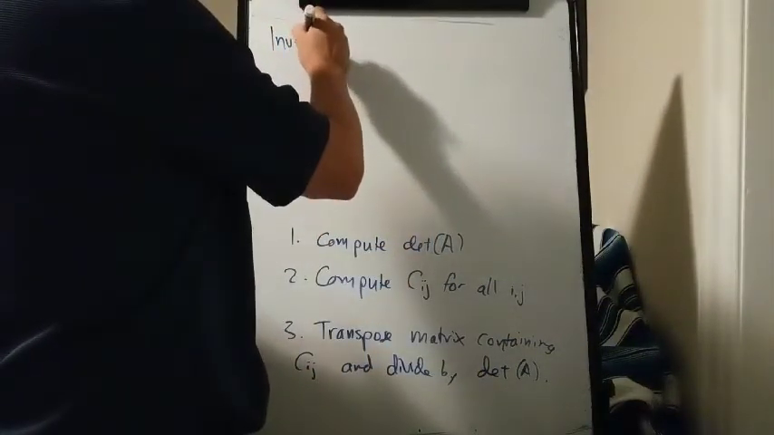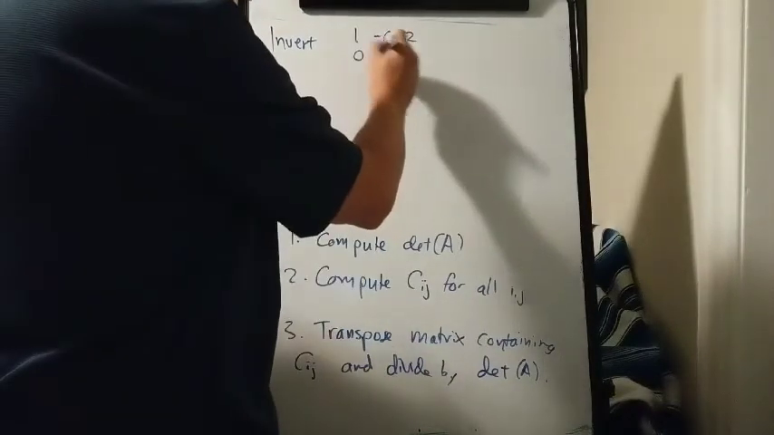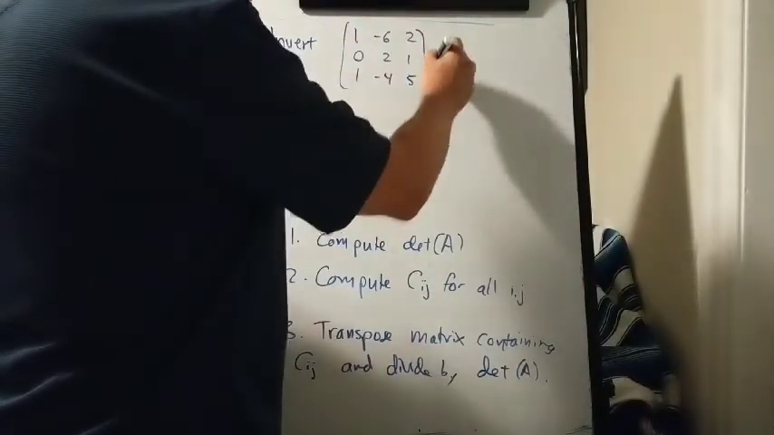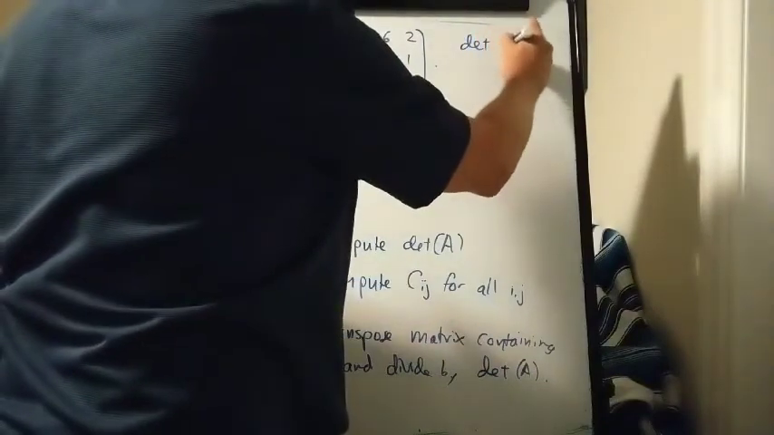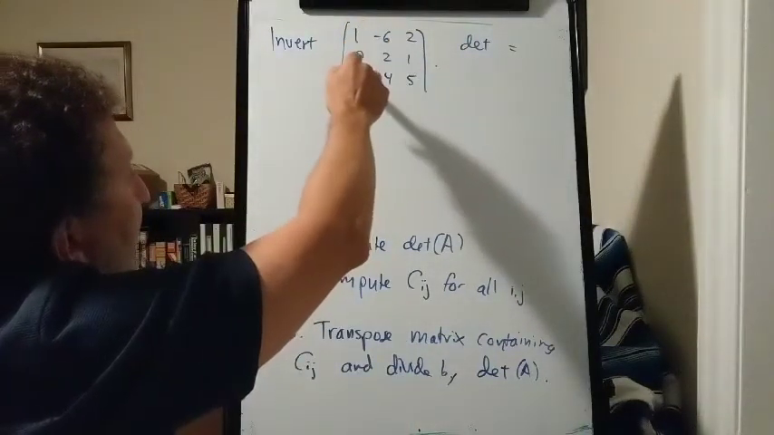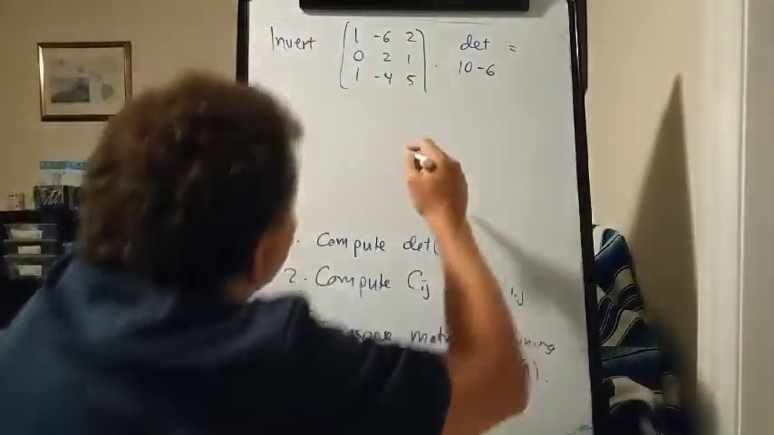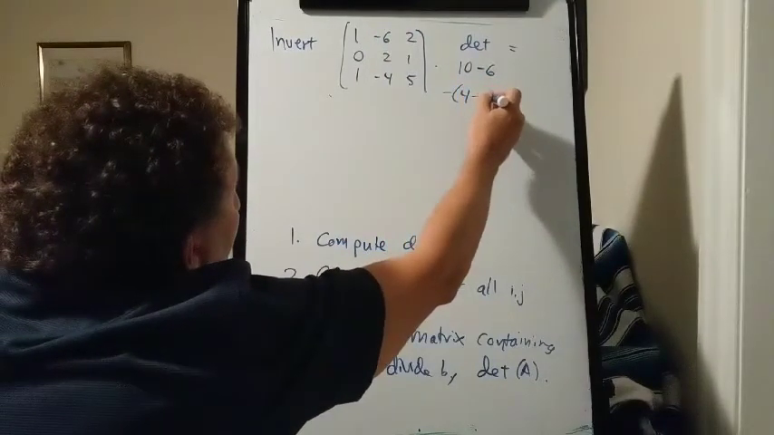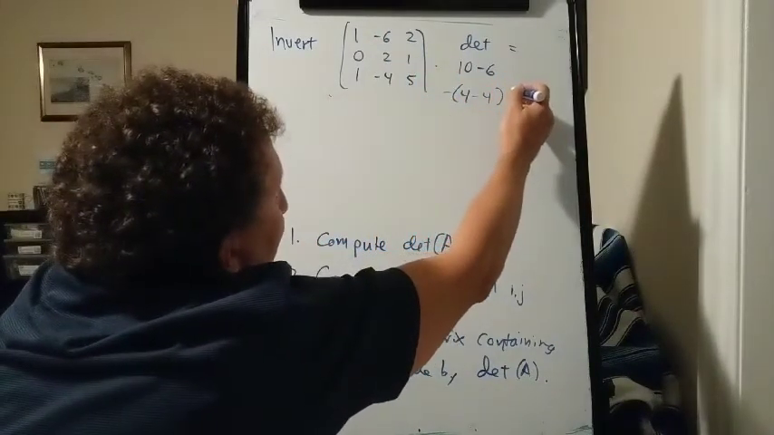Let's invert the 3 by 3 matrix 1, negative 6, 2, 0, 2, 1, 1, negative 4, 5. So first we'll compute the determinant. So that's 10, we're using the diagonal line method, 10 minus 6 plus 0, so 10 minus 6 so far from the positive lines, minus 4 minus negative 4, zero. Alright, so minus 0, 10 minus 6 minus 0 is just 10 minus 6, which is 4.